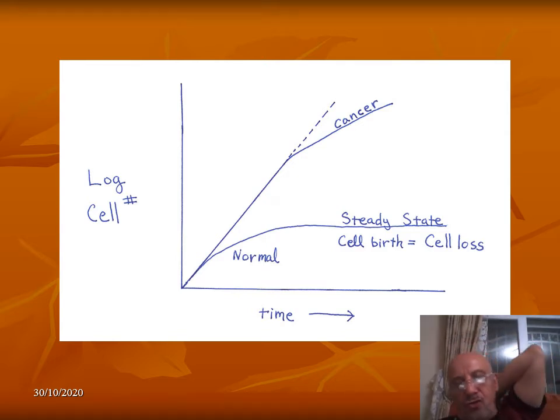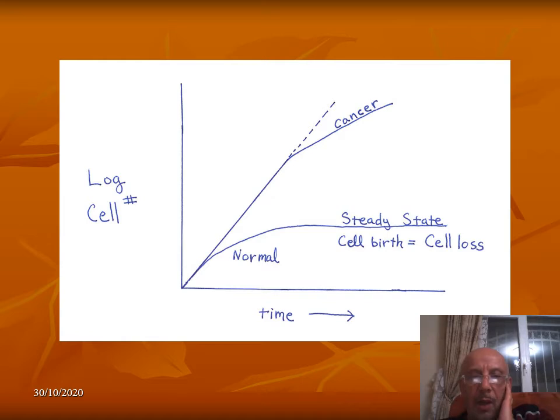This curve gives you a difference between the benign and the malignant cells. In a normal situation, when we have some sort of cell loss, usually the body will respond by cells proliferating until there is an equilibrium between the cell loss and the cell birth, and the condition will continue in a steady state. In contrast, the malignant cells continuously proliferate without any purpose.